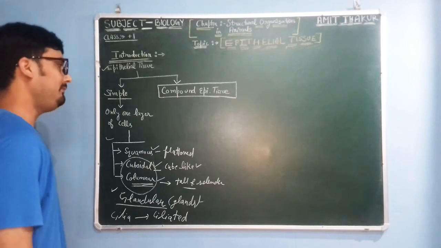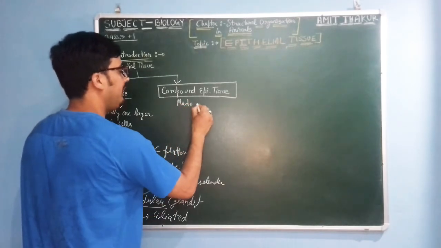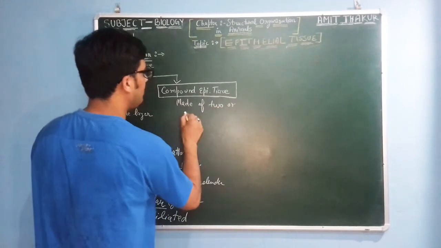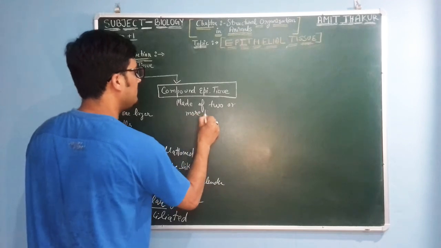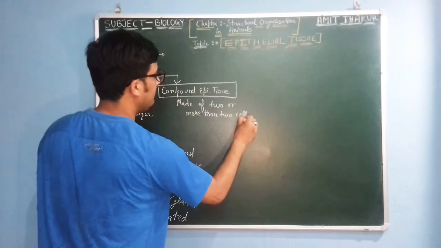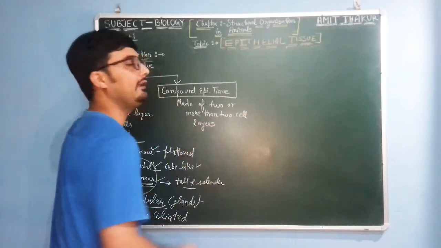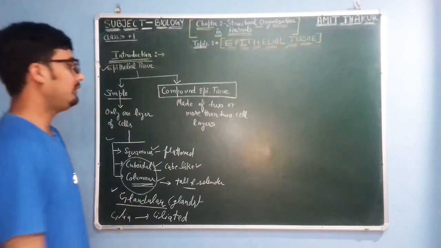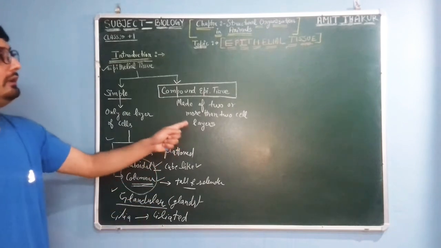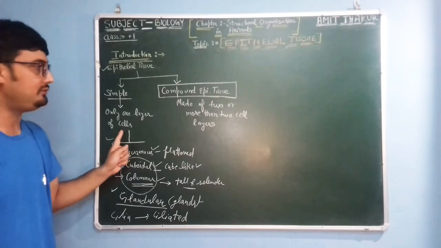So as its name, compound means it is made of or composed of two or more than two cell layers or layers of cells. Okay. So it is made of two or more than two layers of cells. It is single layer of cell, simple epithelial tissue.